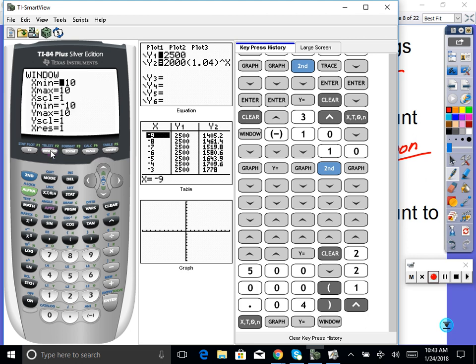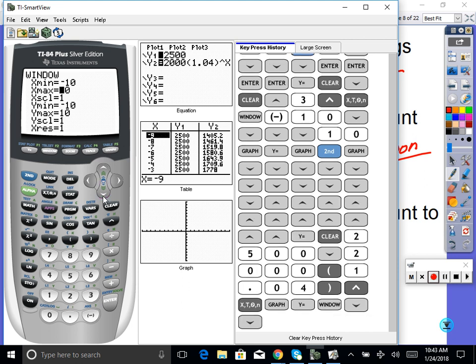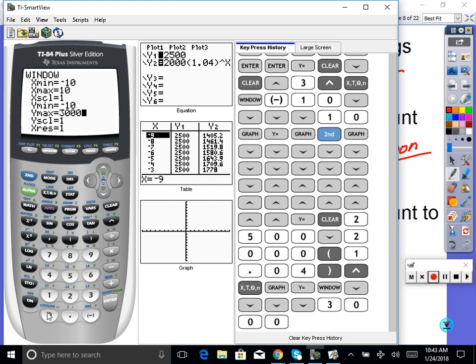So go to window. High is up and down. So go to Y max, and don't make it 2,500. Let's make it above that. Like, I don't know, 3,000. Now you can hit graph again, and if you can physically see with your eyes where they intersect, you are good. If not, you might have to change X max to see further to the right. So everybody hit graph now.